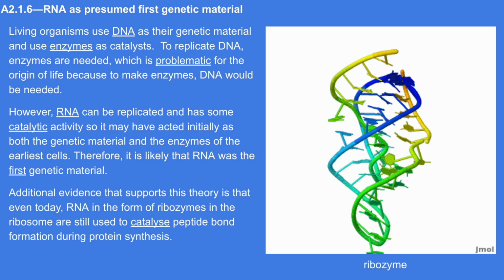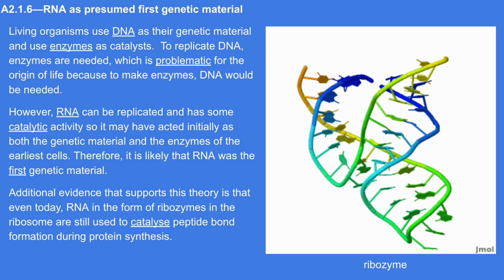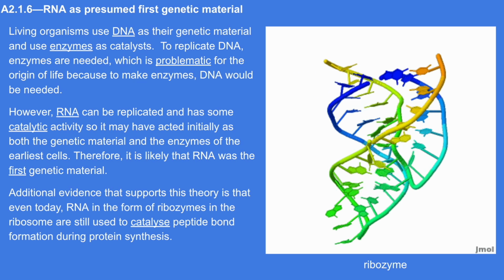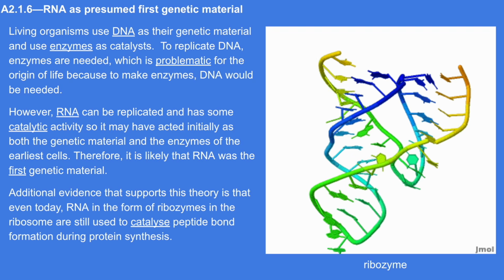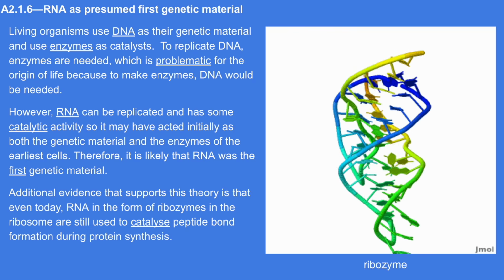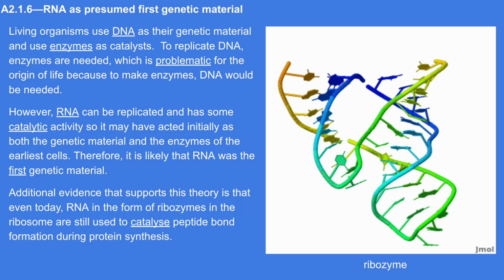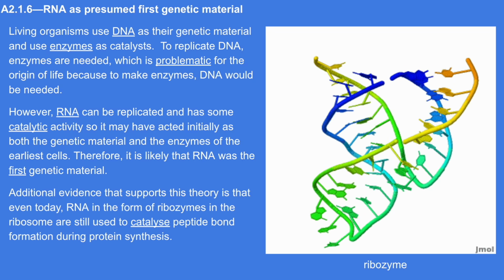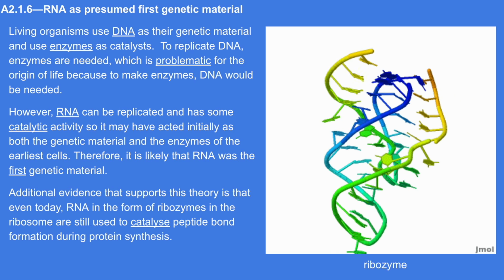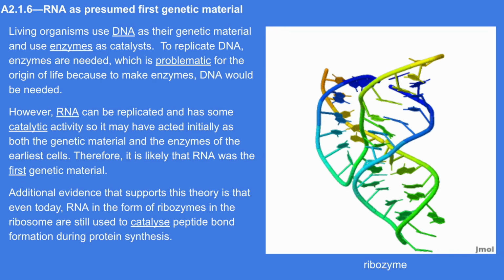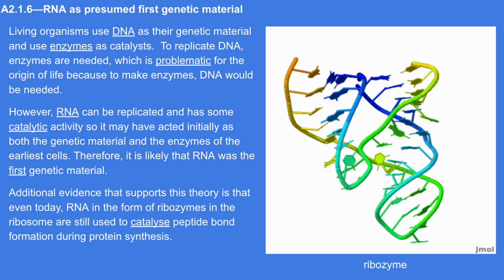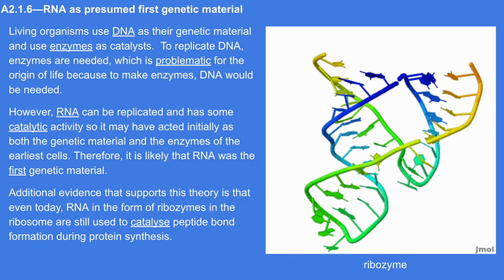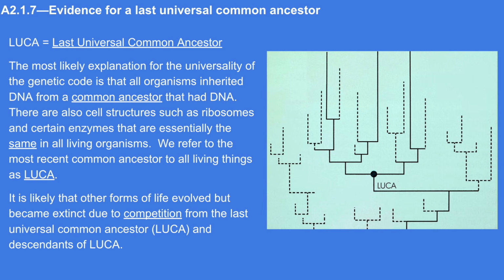Okay, thirdly, the problem of how do we then replicate DNA? Well, DNA, the problem is it requires enzymes in order to replicate. However, RNA can be replicated without enzymes, by self-replicating. And it has some catalytic activity, so it might have acted initially both as the genetic material and the enzymes of the earliest cells. So it's likely that RNA was the first genetic material.